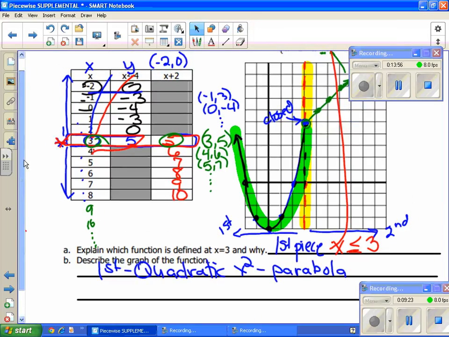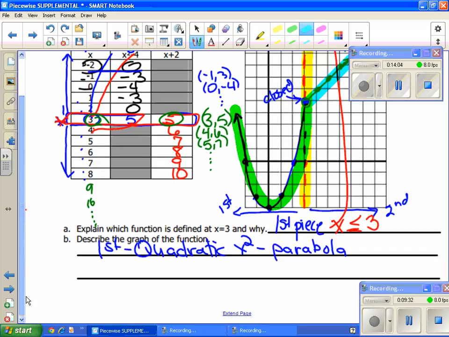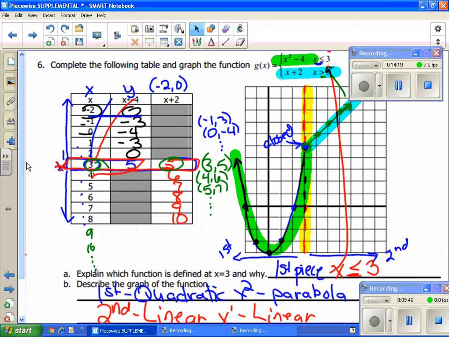The second piece of my function says x plus 2. That's x to the first power. I hope you remember that x to the first power is a linear function, and all graphs of x to the first power are generally linear. So what I have is a piecewise function. I have brought two totally unrelated functions together, but I'm only looking at small pieces. Here I'm only looking at from 3 backward for my parabola and from 3 forward on my line. We'll go on to the next one.